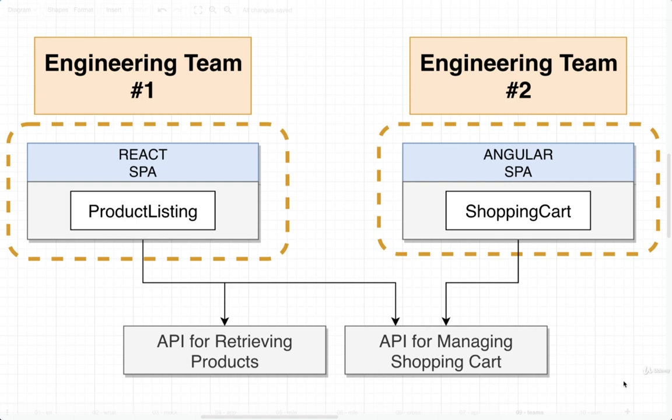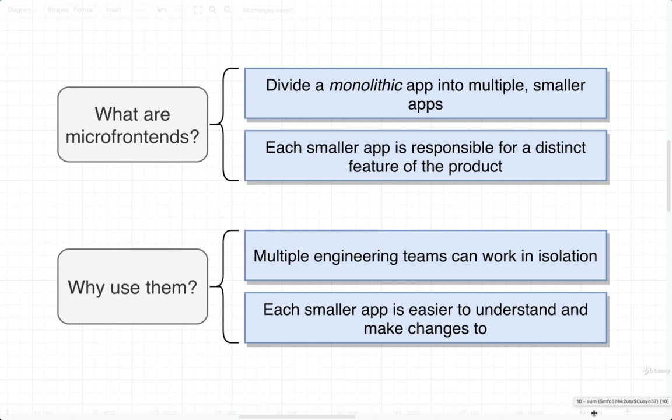Okay, so let's summarize what we've covered inside this video. So micro front ends are where we take a monolithic application and we divide it into multiple smaller applications. Each of these smaller applications are responsible for one distinct major feature of our product. As much as possible, we try to prevent these different micro applications from communicating with each other directly. We make use of micro front ends because it allows multiple different engineering teams to work on the same overall application, but in total isolation.